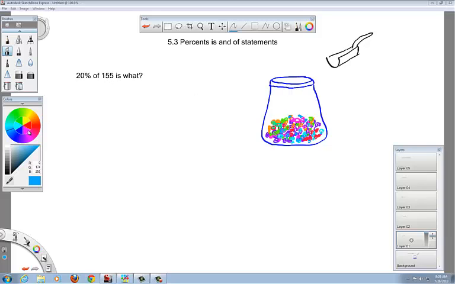So the way you would set this up is you're going to translate this. The word of is going to mean times. The word equals is going to mean, or the word is means equals. Then you just basically bring it down, and there's going to be a variable in one of these 3 spots. There's 3 spots. So 20%, which we're going to convert to a decimal.